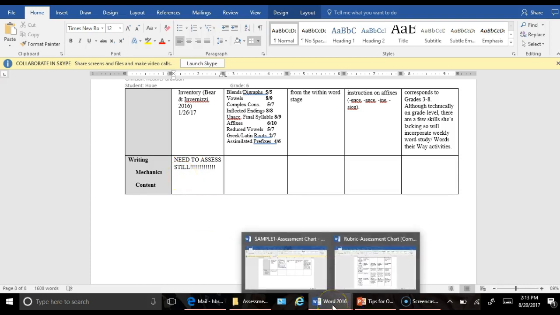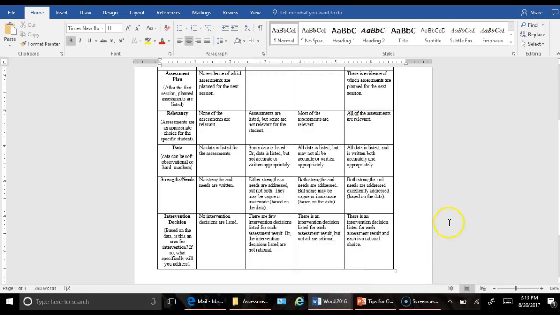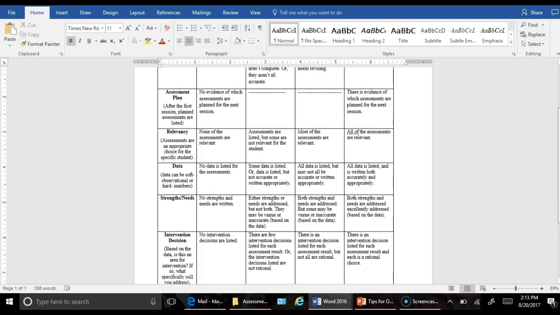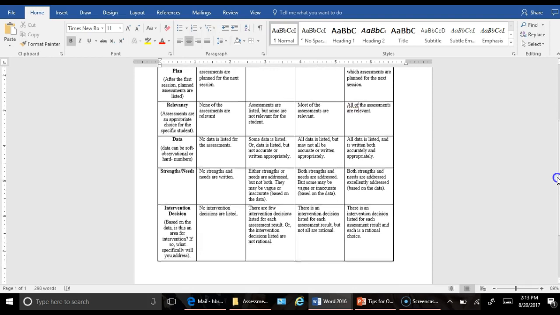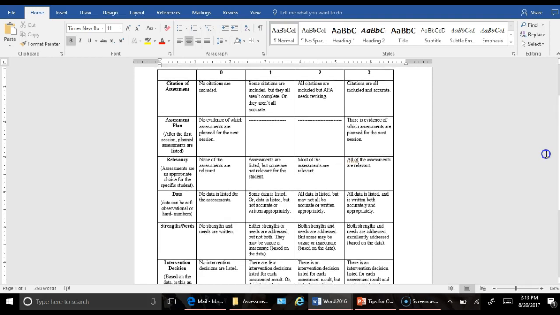giving. So you'll notice on the rubric that's something you're going to get scored on is that you have listed what assessments are planned for the next session. So definitely take a look at this rubric. This is what I will be using to score your assignment. It's out of 18 points. So do you have a citation of the assessment? Do you have a plan for what you're giving, what you're going to give week 3, week 4 if needed? How relevant are the assessments?